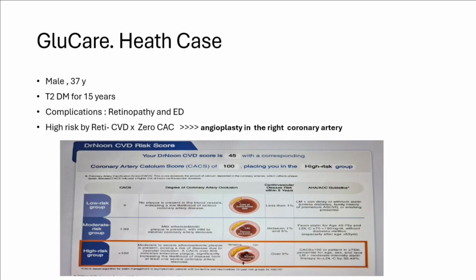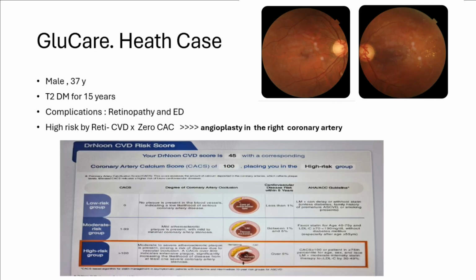To finalize, I brought one very interesting case. It's Dr. Idalis' case. It's a male patient, 37 years old, type 2 diabetes for at least 15 years. Here he arrives already with complications, retinopathy and erectile dysfunction. When Dr. Idalis did the retinal CVD, it showed a high risk, but the coronary artery calcium score on the CT scan was 0. The patient underwent angioplasty in the right coronary artery. So one thing that, of course, we need to discuss is whether the retinal AI can detect the risk earlier, even when the CT misses.